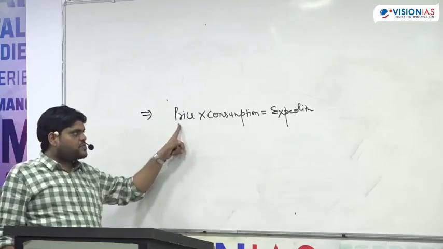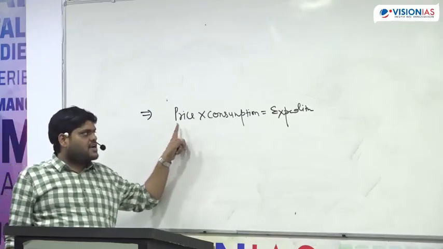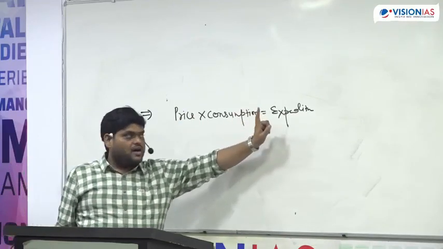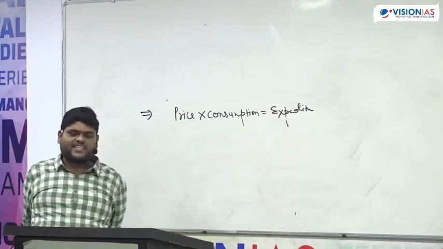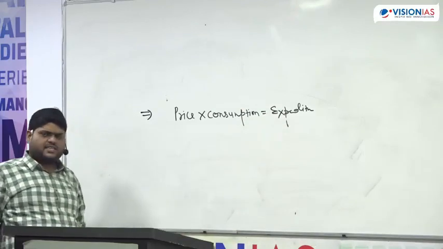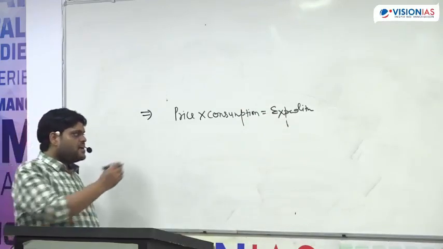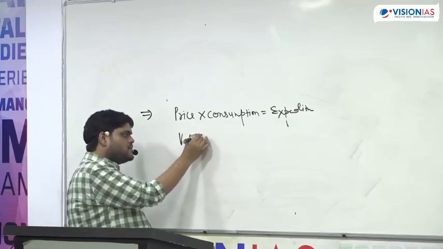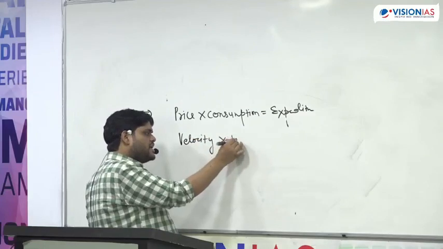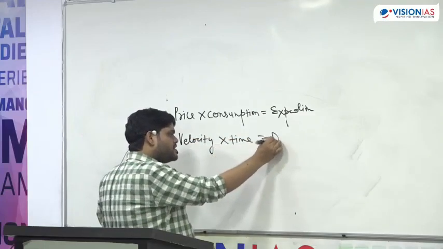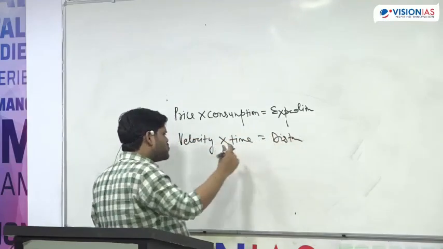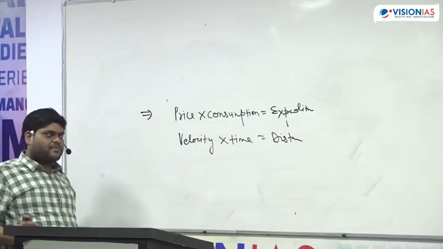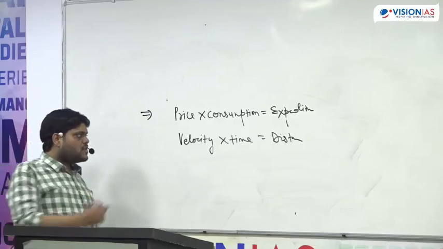Suppose the question is: price is increased by 20%, consumption is decreased by 10%, find the increment or decrement in the expenditure. The same logic can be applied. Then velocity into time equals distance, or speed into time equals distance. The same logic can be applied here also.